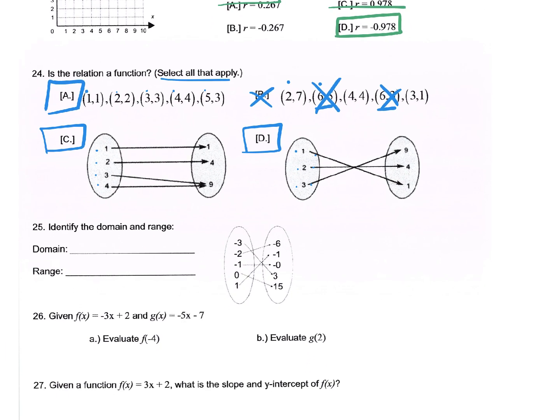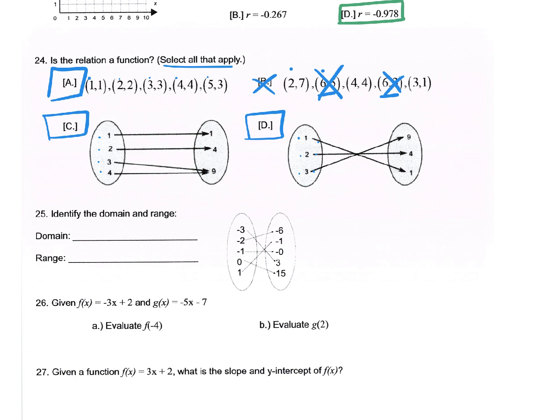Domain and range are the x values and the y values. The x values in this case are going to be the numbers on the left, and we write them in order from smallest to largest. So this is -3, -2, -1, 0, and 1. So these are the x's, that's the domain, and then the y's are the range values. So it's -6, -1, 0, I don't know why it has a negative there, 3, and 15.